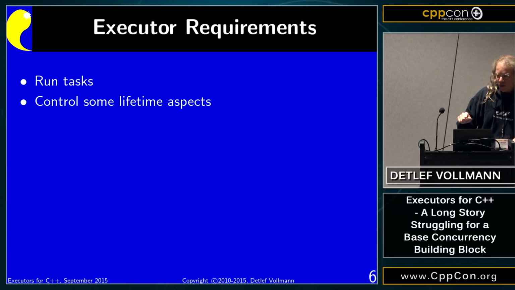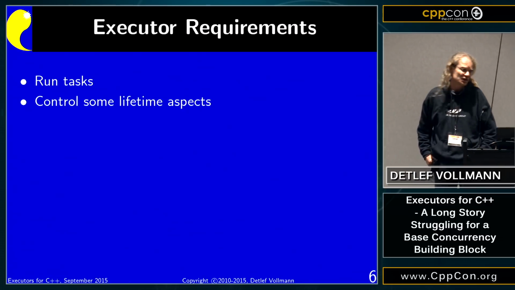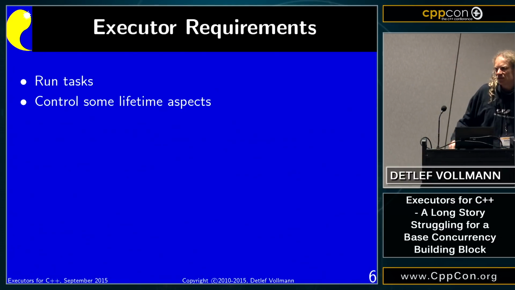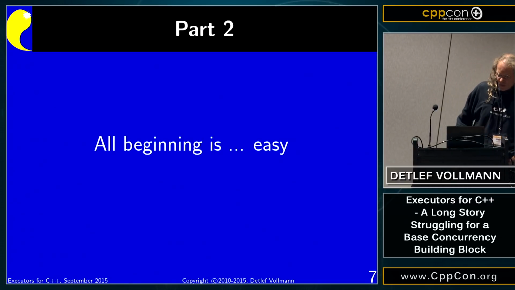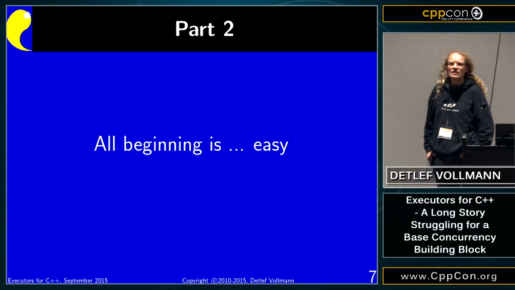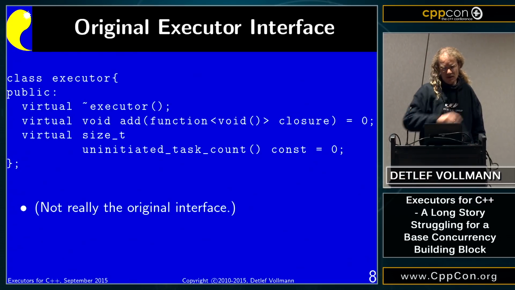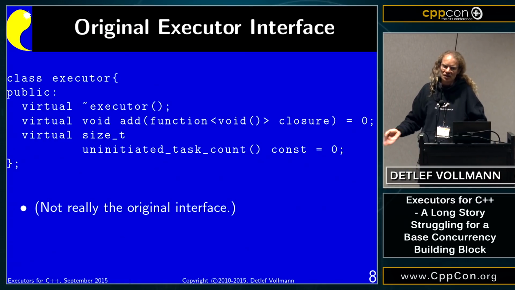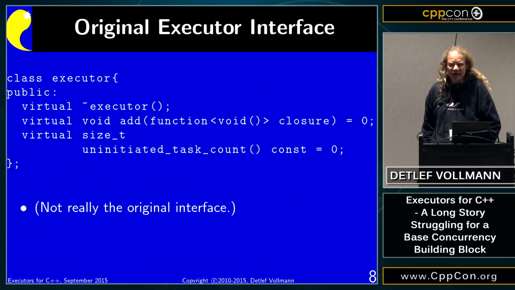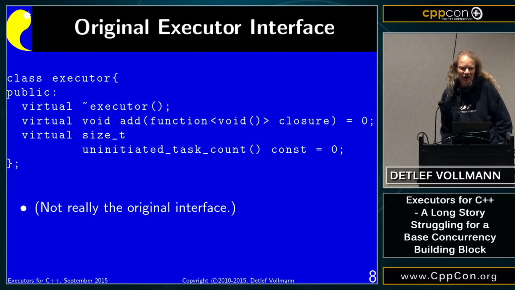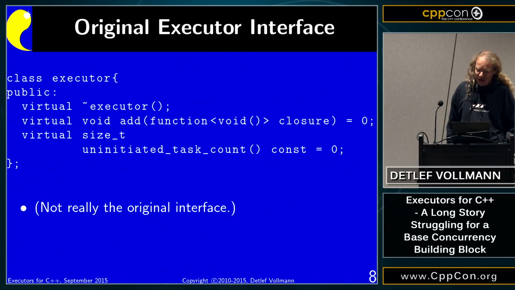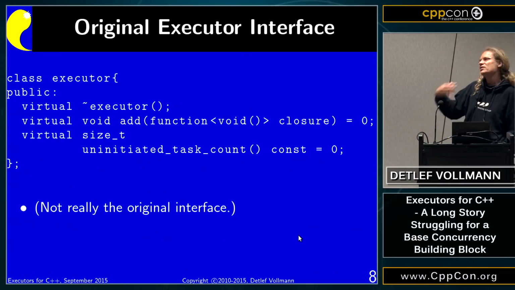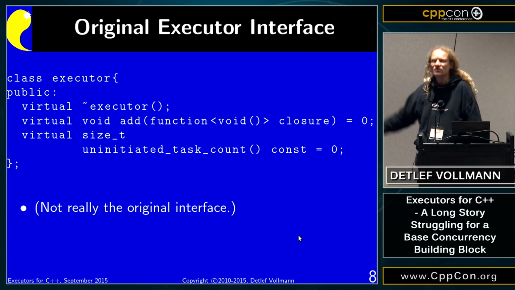So what actually are the requirements for the executors? Well, to run tasks and to give some control about lifetime. So we got a very simple proposal originally. That came from Google. There was somehow a similar proposal from Microsoft, and eventually they just joined the proposals. And so the original executor interface was an abstract base class, and it had one function just to put a new task to the executor, and the executor eventually executes that task.